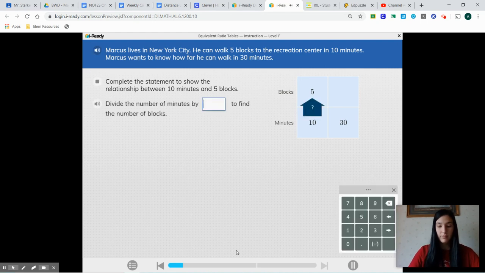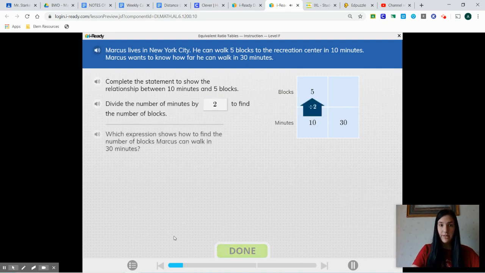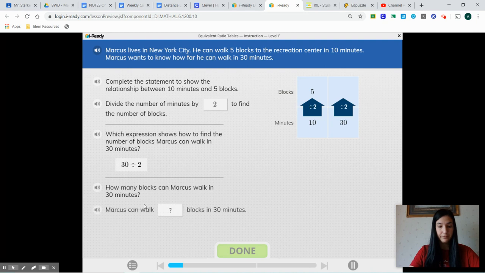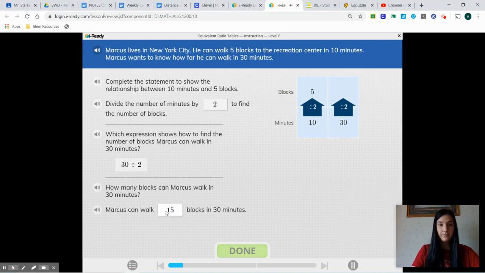Complete the statement to show the relationship between 10 minutes and 5 blocks. Now we could also simplify our ratio. So we would do 10 divided by 2, which would also give us 30 divided by 2, which would be 15. So same result. Which expression shows how to find the number of blocks Marcus can walk in 30 minutes? And either way, we get 15. How many blocks can Marcus walk in 30 minutes?